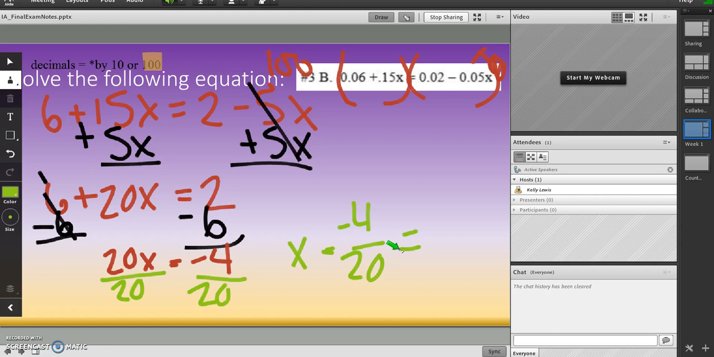gosh darn, there is another error on the answer key. I said that 2 minus 6 was 8. 2 minus 6 is negative 4. I just worked too fast.